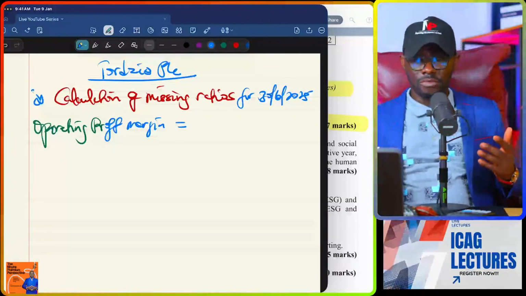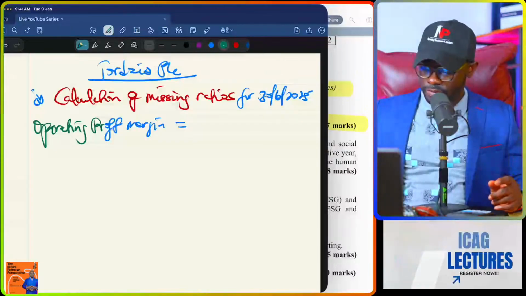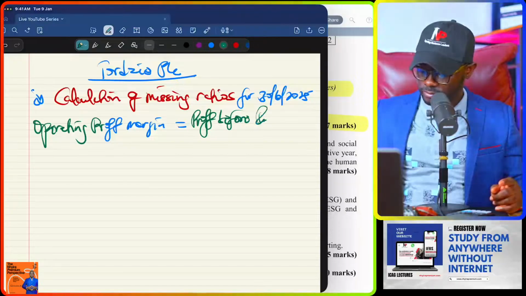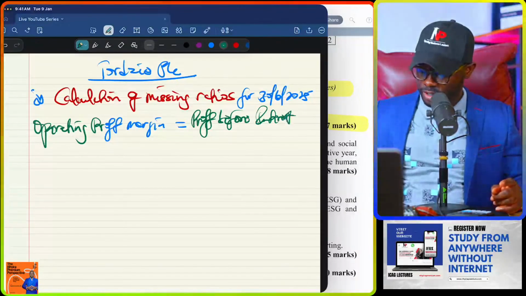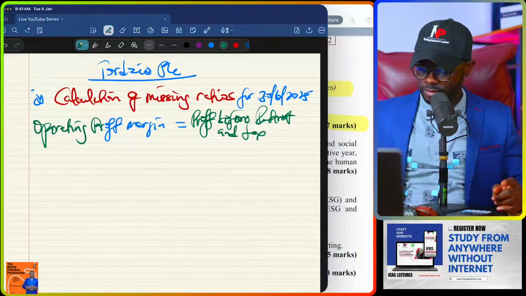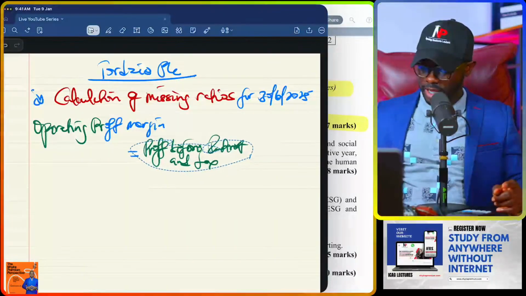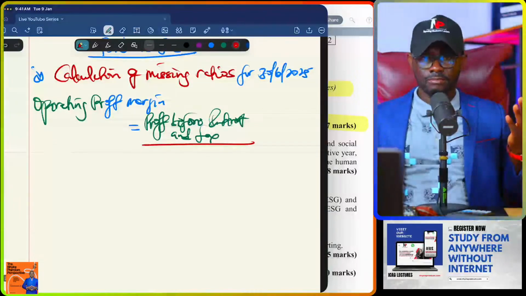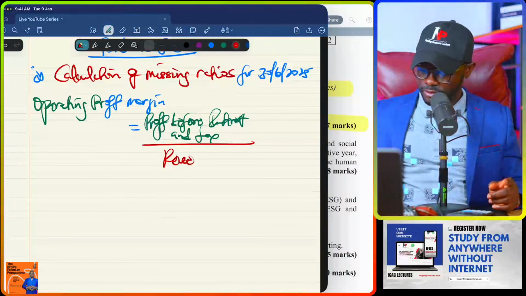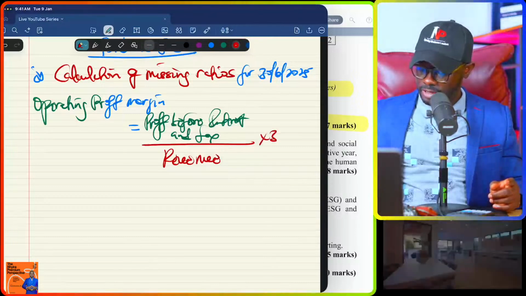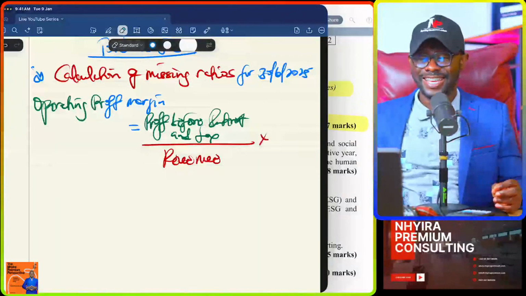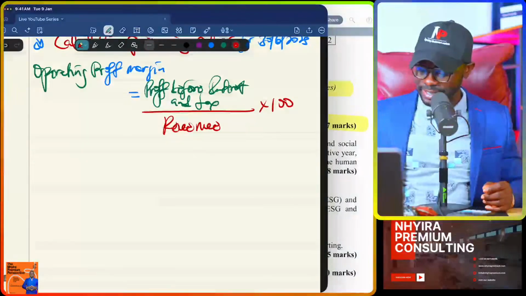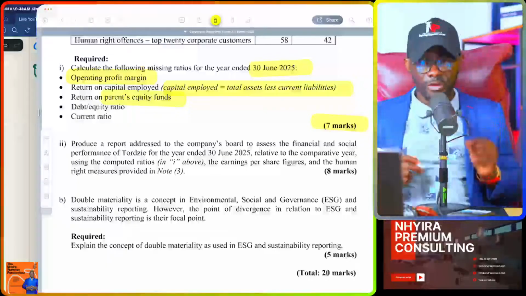What is the formula for operating profit margin? That is profit before interest and tax. Okay. Before interest and tax. Remember, you got to write the formulas down. Divided by revenue, times, I was going to write 365, times 100 because it should be in percentages. So we need profit before interest and tax.